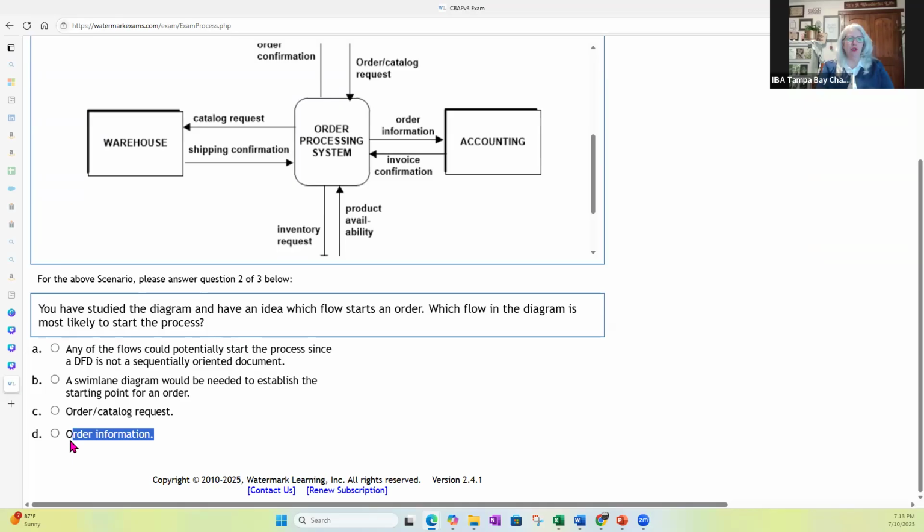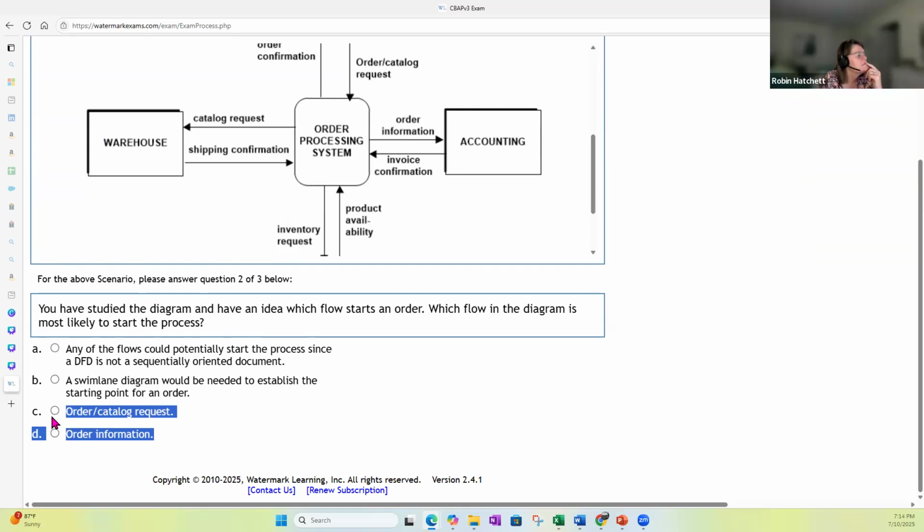Is order information the starting point for this process according to this diagram? No. Okay, how about order and catalog request? Is that the starting point according to the data flow diagram? No.